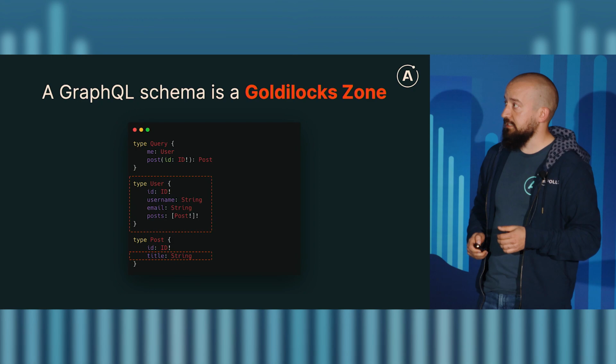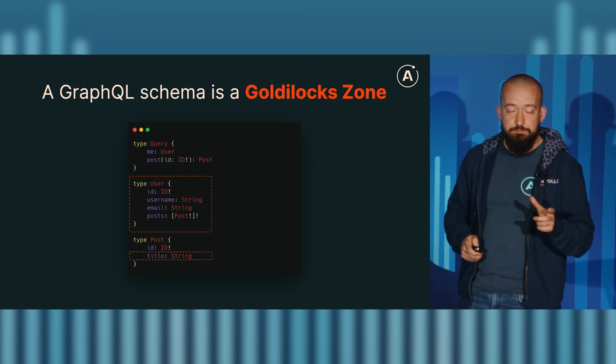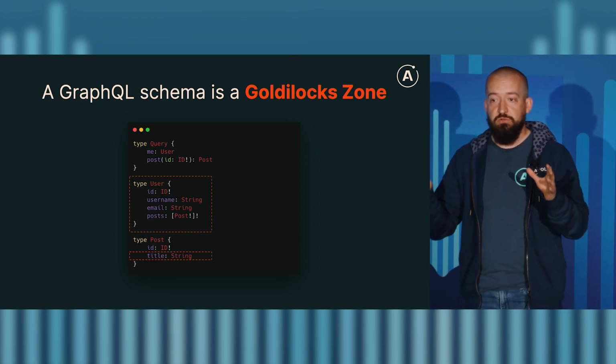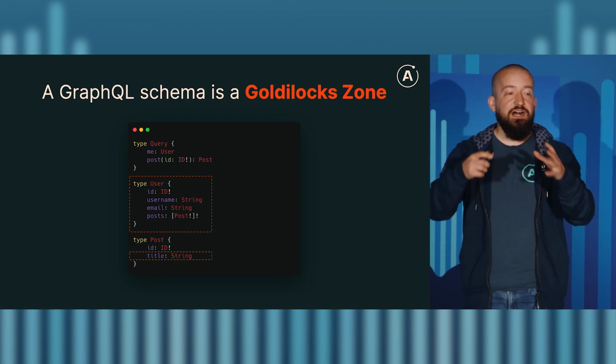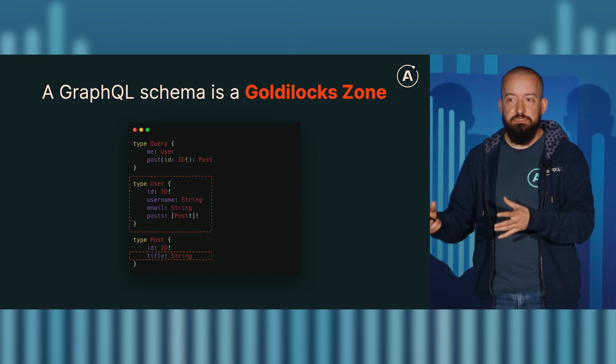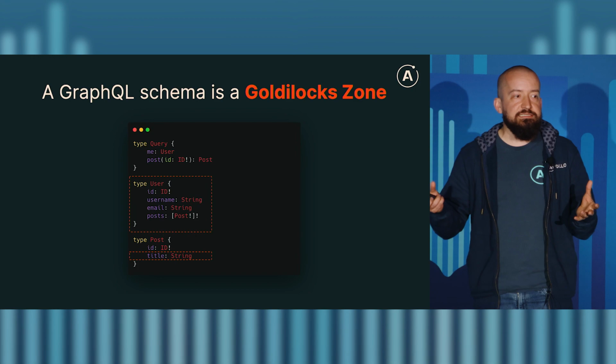So let's take a look at what it would look like to actually apply our policies directly there, right? We can pull the logic out of it and just annotate our schemas with what we want to see. And it's really interesting, in fact, because the GraphQL schema, in my opinion, is a bit of a Goldilocks zone. We have defined what our models will look like, but we haven't defined how we're going to access them.